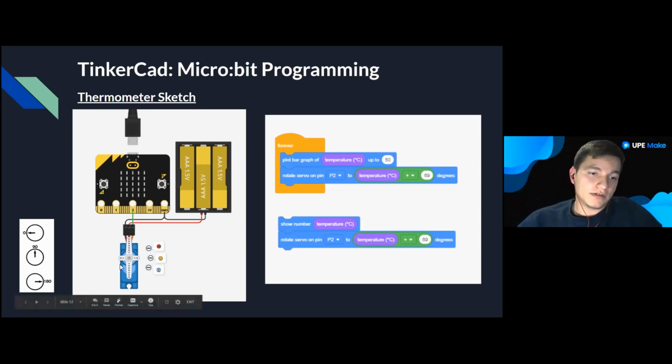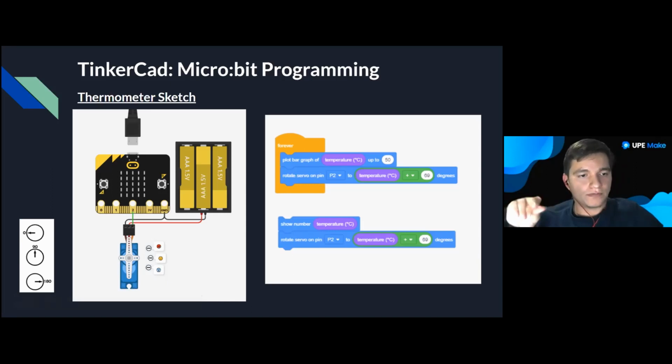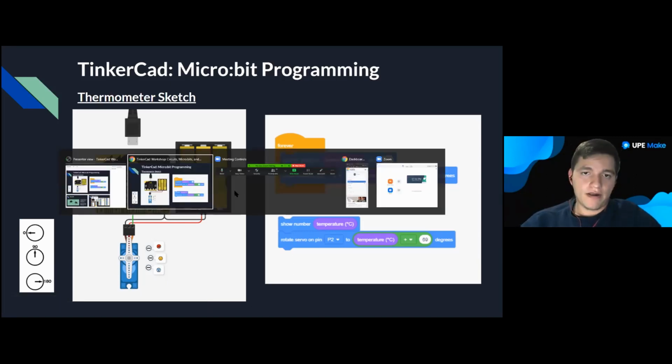Something cool about the servo for you to know is that it's essentially a potentiometer, which is like a scroll wheel, or the things that you use to change the volume on your headset maybe. And it goes by degrees. It goes from 0 to 90 to 180. So let's go ahead and pull up TinkerCad again.